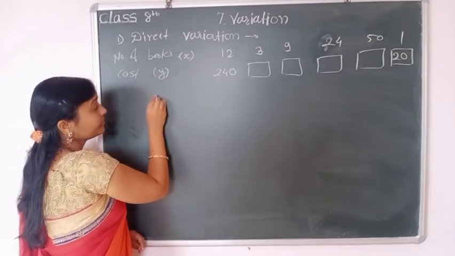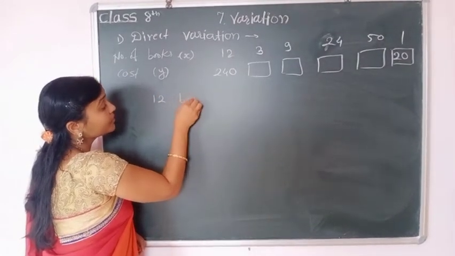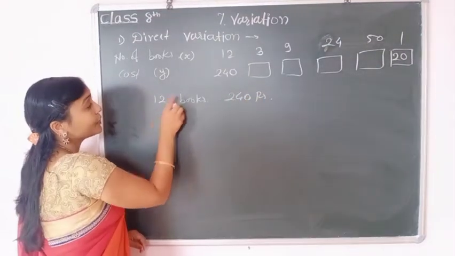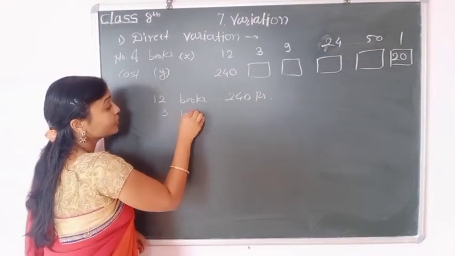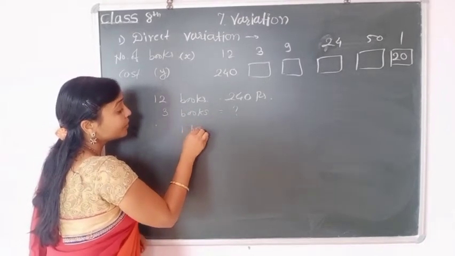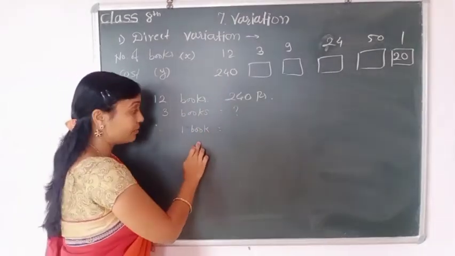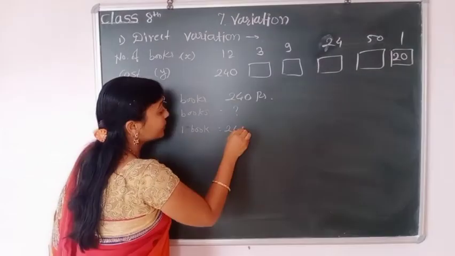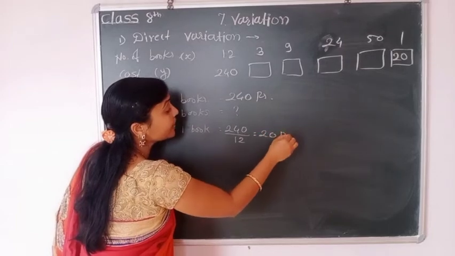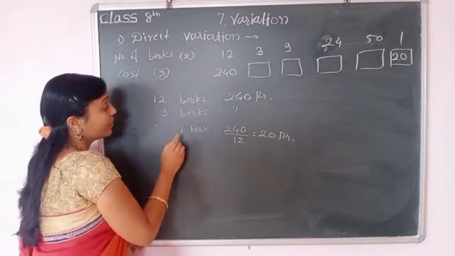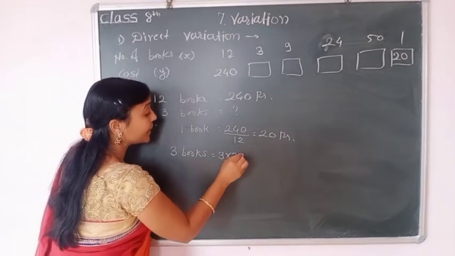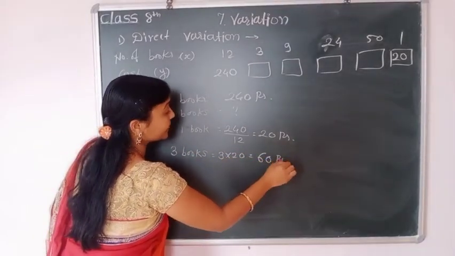If we know the price of 12 books is 240 rupees, we first find out the price of 3 books. How do we find it? First we find the price of one book. 240 divided by 12 means the price of one book is 20 rupees. So 3 books means 3 into 20 is equal to 60 rupees.